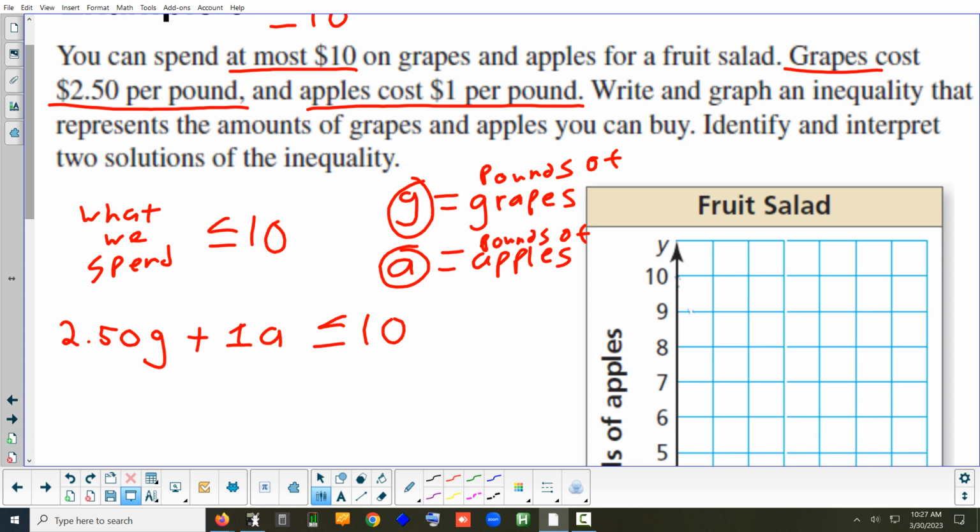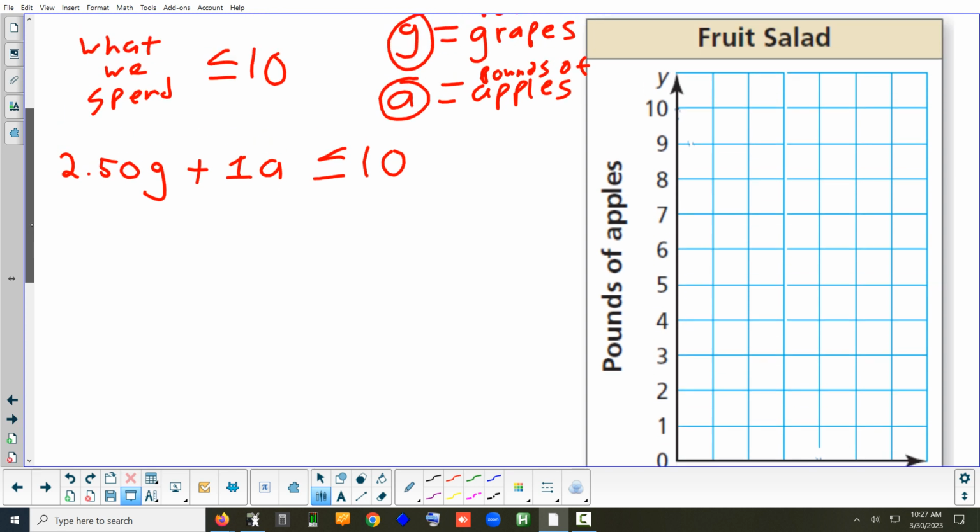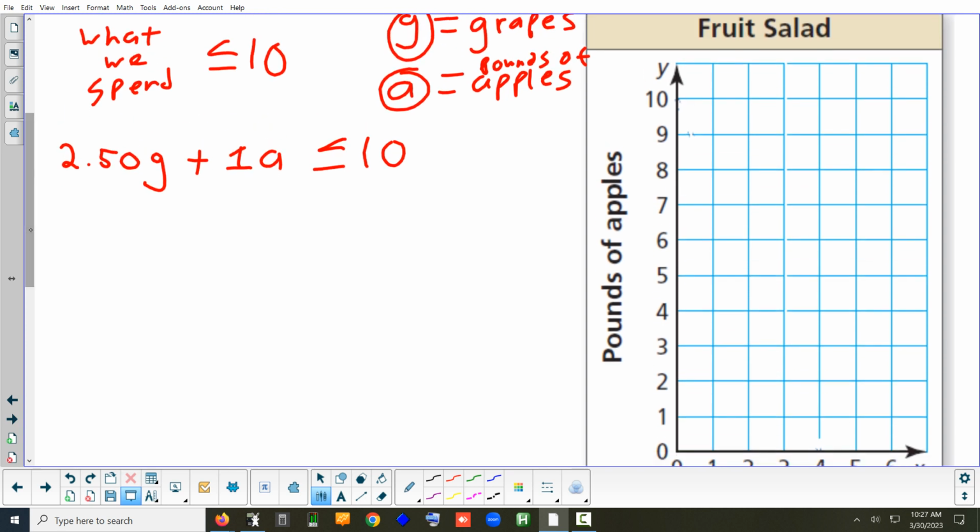All right, so we've done the first part: write an inequality. The second part is graph. Now, we don't have an x and a y in this equation, so we've got to think about it a little bit. What letter do we normally get by itself? Yeah, y.